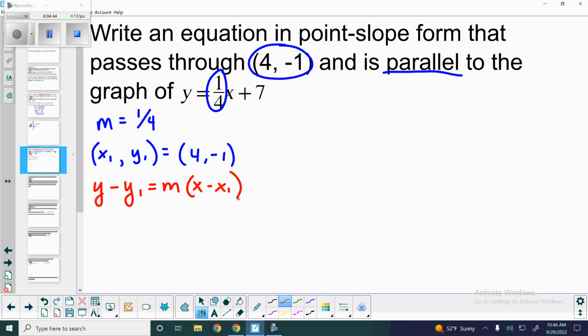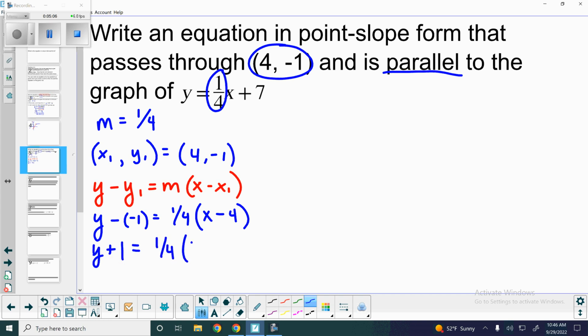So whenever I sub in my numbers, I have y minus the y value here, which was -1, is equal to my slope of 1/4, then x minus the x value from my ordered pair, which is 4. We can change our double negative on the left side to y plus 1, then 1/4 times x minus 4.